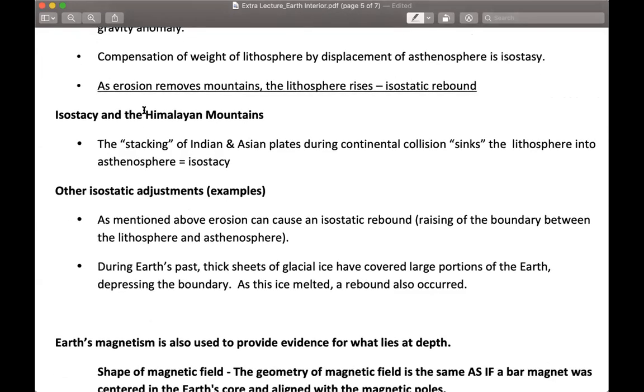And also you can consider the Himalayan mountains. Himalayan mountains, as you know, are kind of a stacking of the Indian and Asian plates. Like you are compressing two plates together, and it makes a heavier mountain belt. And because of the increase of mass, it can even sink down into the lithosphere, the mantle as well, as I mentioned, like an iceberg. So that balance is also maintained there as well. Okay.